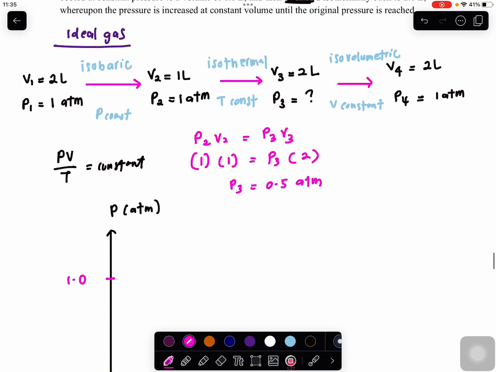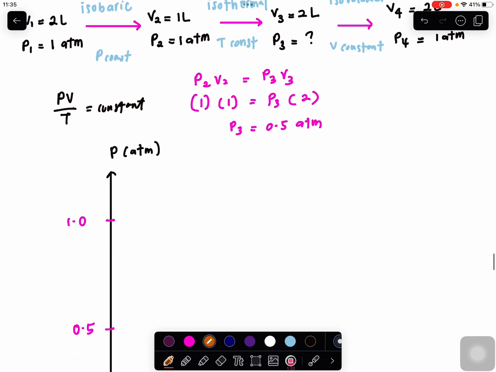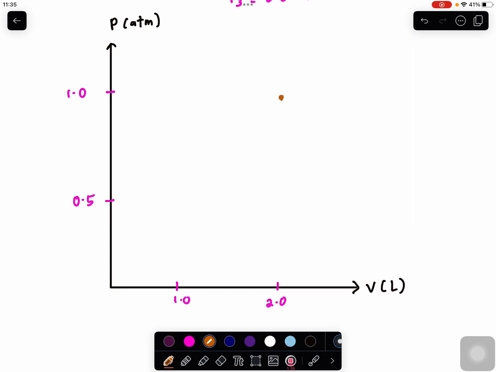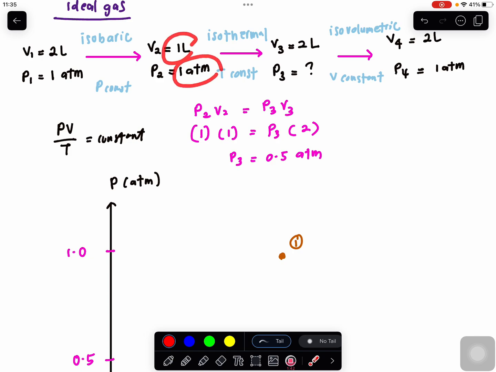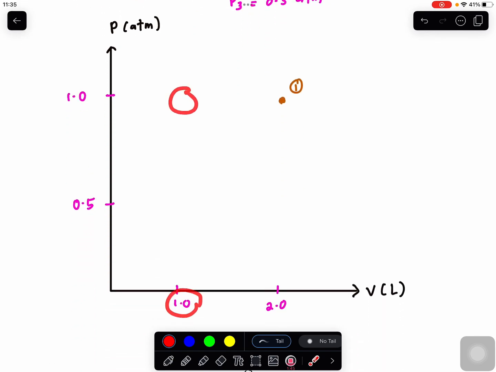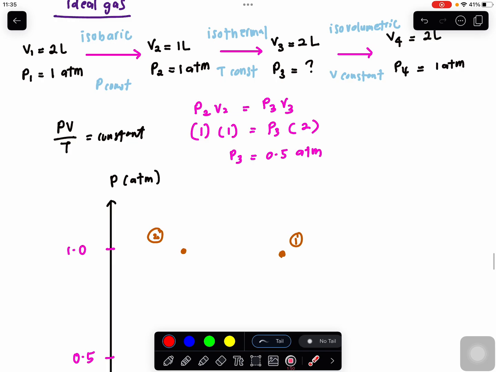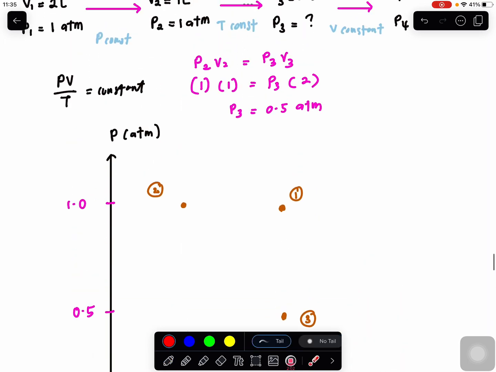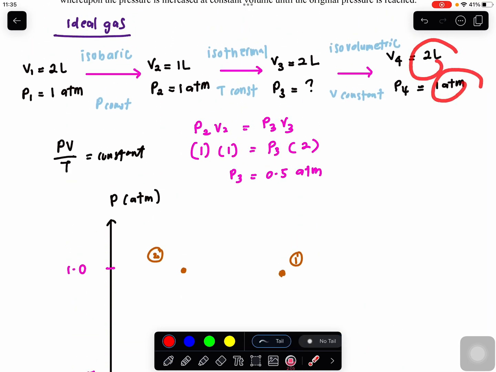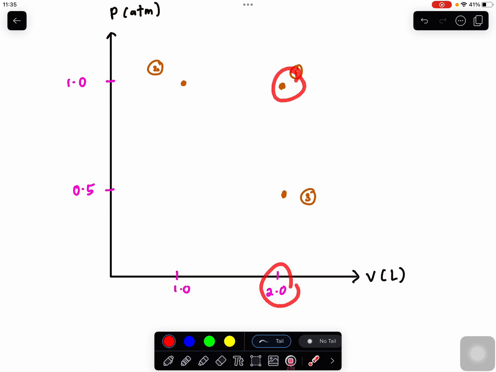Okay, so let's look at the process one by one. Okay, first kita ada 2 liter 1 ATM, 2 liter 1 ATM sini. Proses yang pertama. Kedua, 1 liter 1 ATM sini. 1 liter 1 ATM ni proses yang kedua. Yang ketiga 2 liter 0.5 ATM. 2 liter 0.5 dekat sini. Dan yang keempat 2 liter 1 ATM. Okay, balik kepada yang pertama.